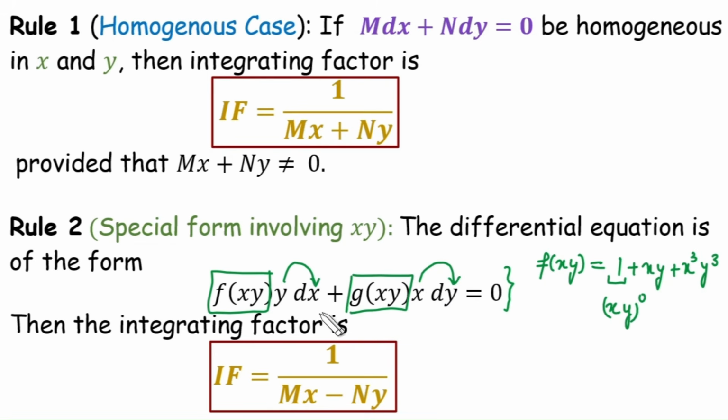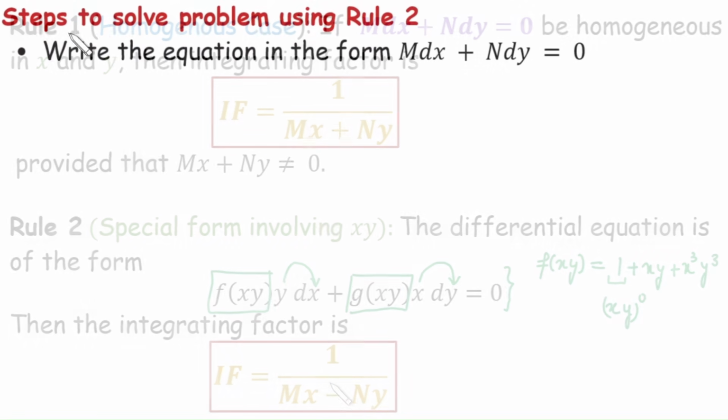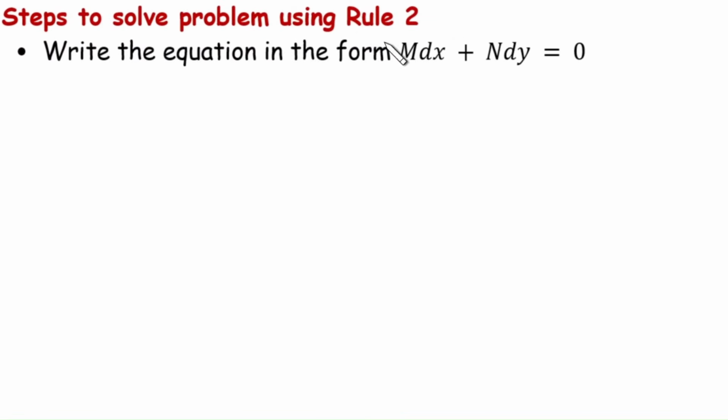In this case, we need to calculate the integrating factor by this form. In the previous case there was a plus, in this case there is a negative sign. Now, the steps to solve a problem using rule number 2. The very first step is to check whether it is in the standard form M dx plus N dy is equal to 0. If not, we will create it.